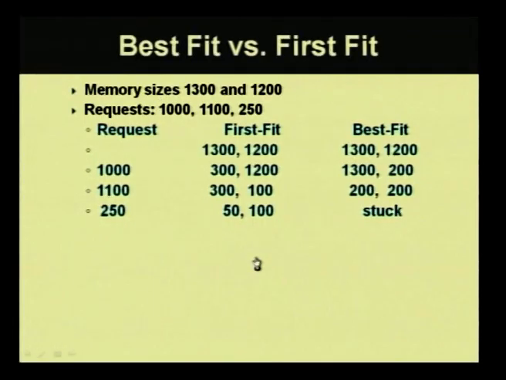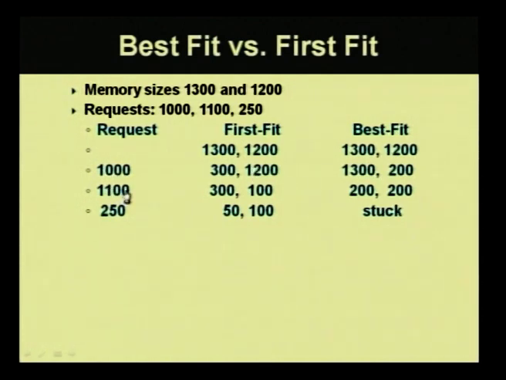This is how the example of best fit and first fit goes. Assume there are two memory areas, 1300 and 1200, in your memory, and three requests arising inside your operating system. For the request 1000 in the first fit approach, the policy says allocate the process to the memory area which is first available. The first available is 1300, and therefore the process is allocated to 1300, and the remaining hole is 300. So we have written 300, and this 1200 is not allocated to any other process.